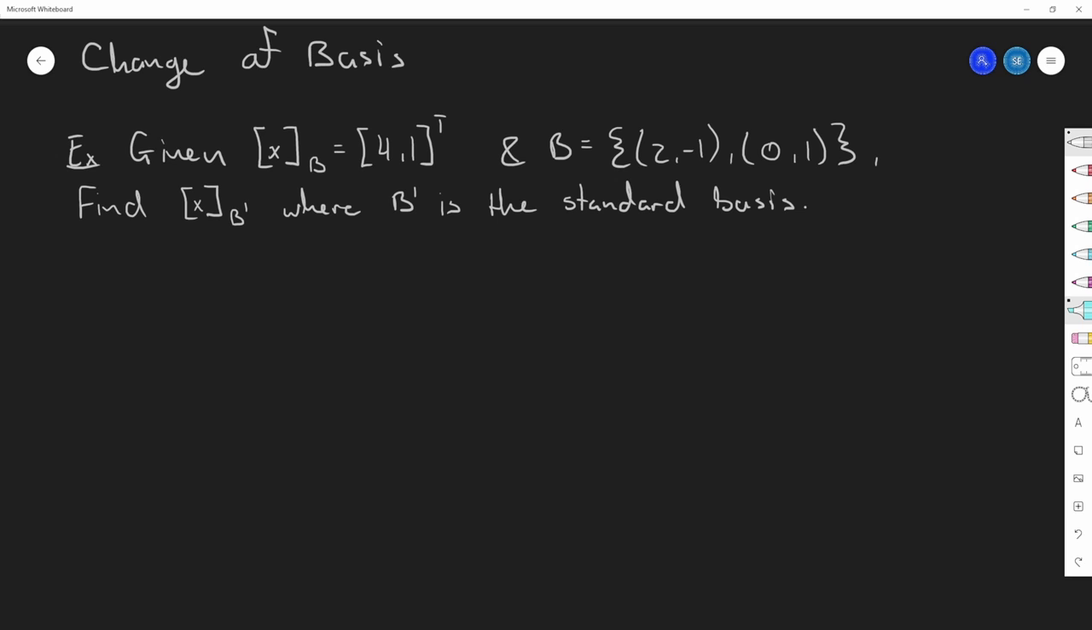So in this first example, we are given a coordinate, or I guess a vector, x_B, that is the transpose of (4, 1), and we are given the basis B equal to (2, -1) and (0, 1), and we are told to find x in terms of B prime, where B prime is the standard basis.